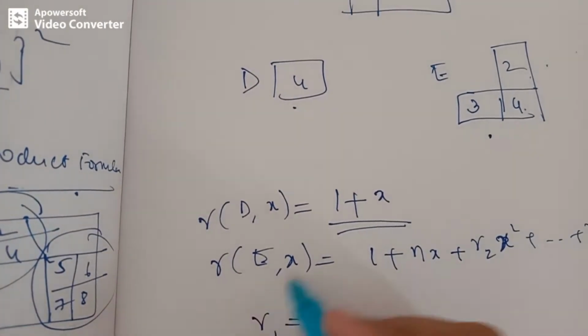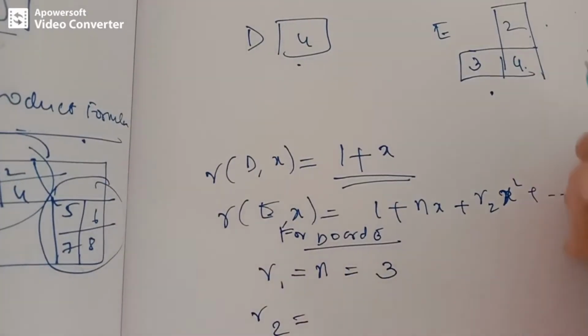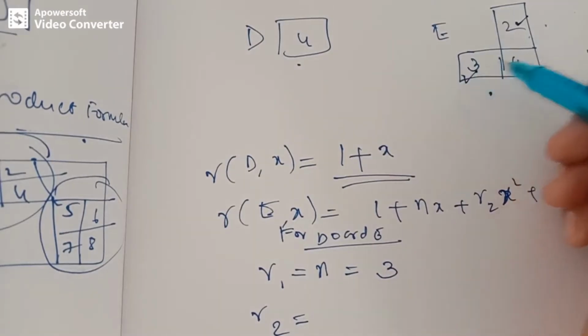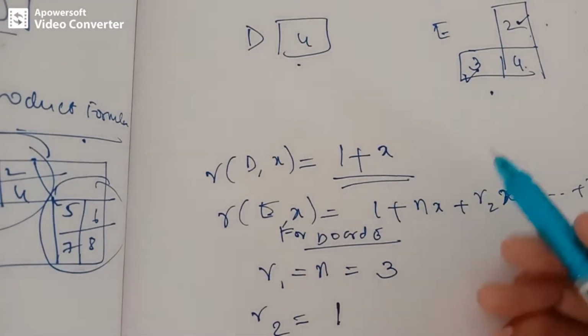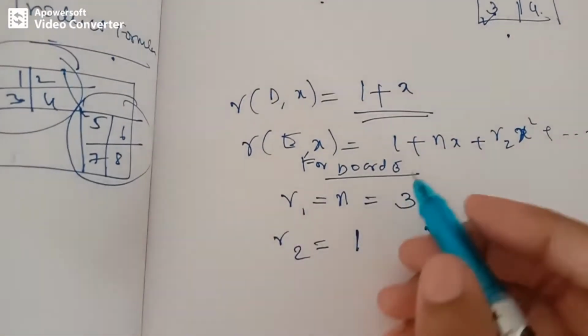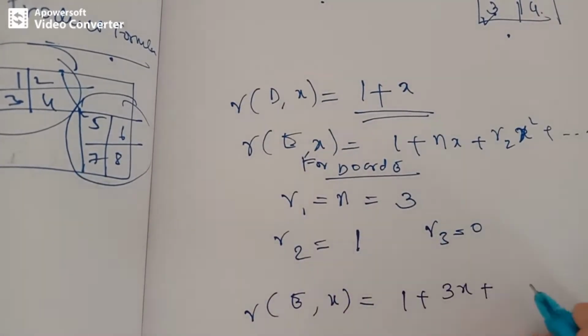What is the value of R1 for this board E? For the board E, we can directly say that R1, which is n, is nothing but the number of squares in the board, that is 3. What is the value of R2? How can we place two pawns so that they do not attack each other? We can have the first pawn here and the second pawn here, right? I think this is the only option we have of placing 2 pawns. So we can write R2 is equal to 1. Right? Can we place 3 pawns? Obviously not. So the value of R3 is 0. Let's substitute all these values in our general form. R of E comma x will be 1 plus 3x plus x square.